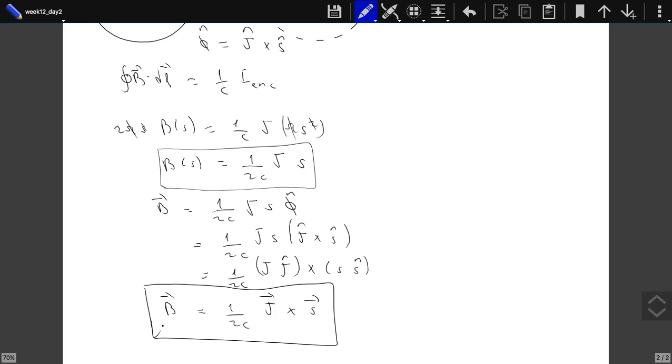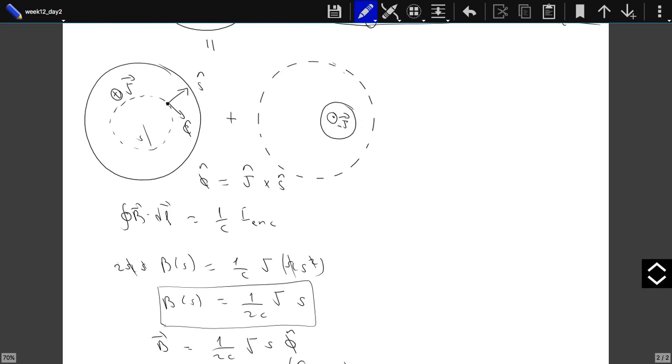Just keep in mind this s vector is not the position vector of my particle. S vector is the projection of the position vector onto the XY plane if you take the axis of your cylinder as your Z axis.